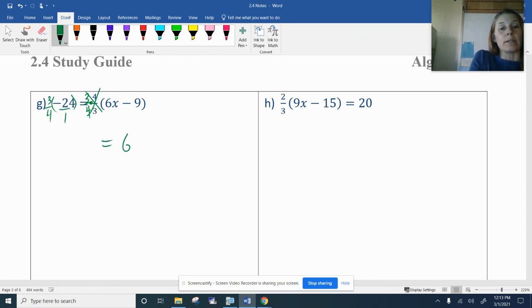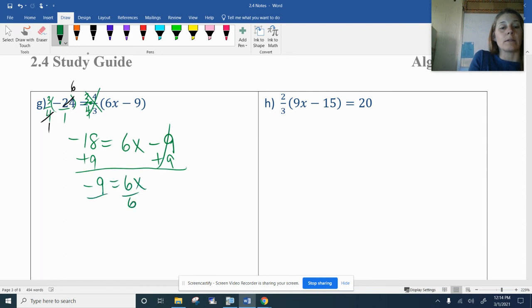So now the 6x minus 9 is all alone, and over here, I could do 3 times the negative 24 and then divide it by the 4. But I like to just cross cancel to make it a little easier to do in my head. So 3 times 6 there is going to be that negative 18. And I'm going to add the 9. Negative 9 equals 6x.